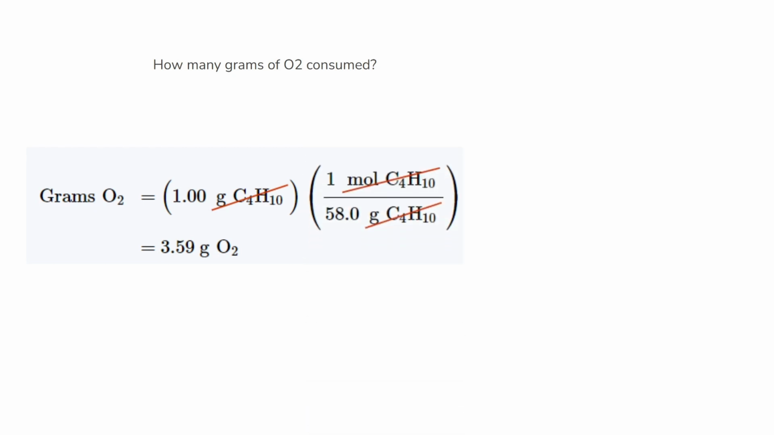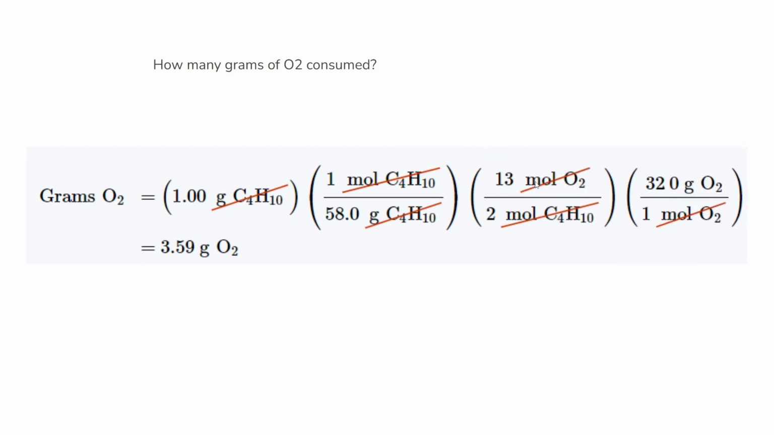We're going to use the molar mass of butane to find out how many moles of butane we have. And then we're going to use our molar conversion, which is 2 moles of butane to 13 moles of oxygen gas. And then finally, we're going to convert those moles of oxygen gas into grams of oxygen gas using molar mass. And that, in the end, leaves us with 3.59 grams of oxygen gas.